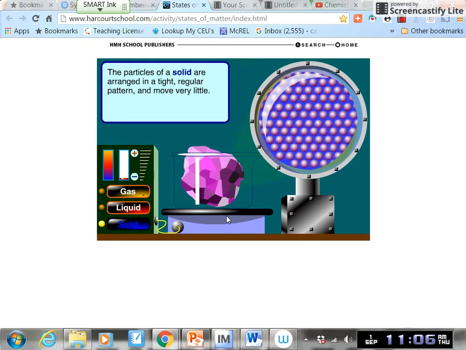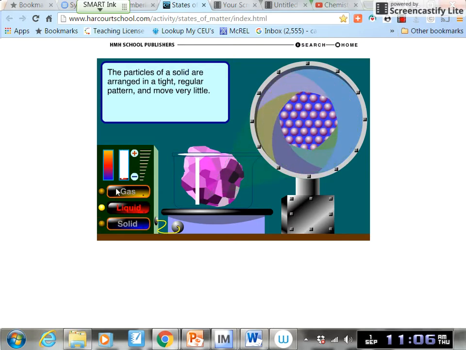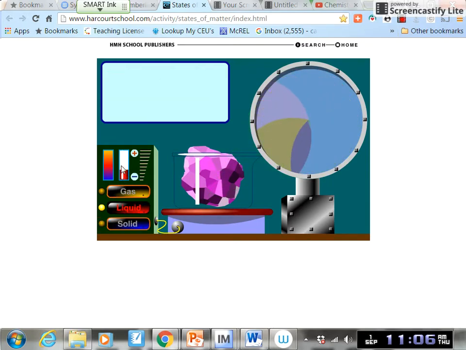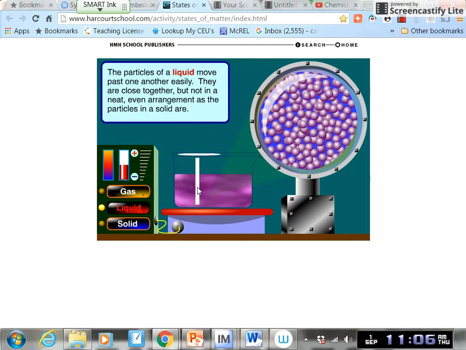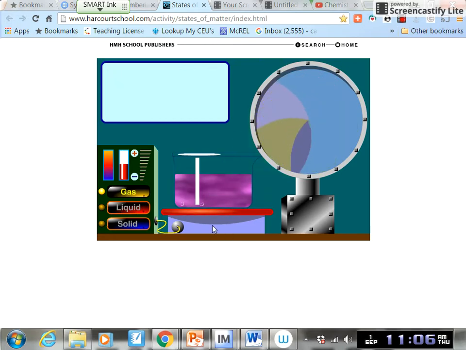Now we can heat this up, so we're going to heat it. Notice here, the temperature rises. Here in the beaker, you would see it form a liquid. And here's what's happening on the molecular level. Notice there's lots of movement there. Particles are flowing, they're sliding past one another. They have more kinetic energy than the solid particles had. But they are still touching. That's why they're incompressible. We could continue to heat it more.